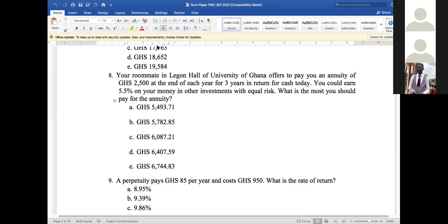And the 3 years will definitely be your N. Is that not so? Okay. So this is what is happening. Your roommate tells you, okay, I want some money today. When I'm repaying that money, I'll pay you 2,500 at the end of each year for 3 years. Are you getting the point? So if there is no interest, how much were you going to give to him?